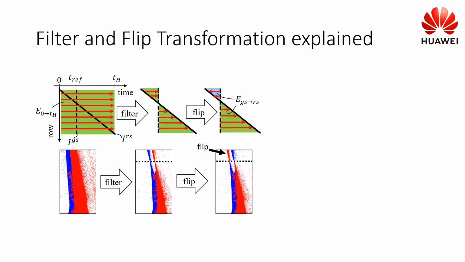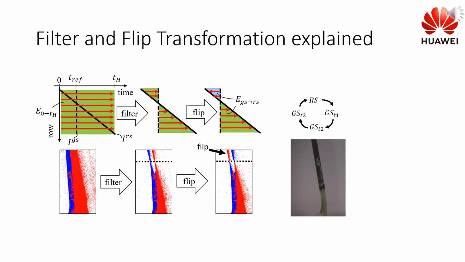In this case, events encode the changes from global shutter to rolling shutter frame. However, this choice of direction is arbitrary. The flipping is performed by inverting polarities and mirroring events temporally around the reference time. By choosing different reference times, we can estimate different global shutter frames with the same rolling shutter frame.